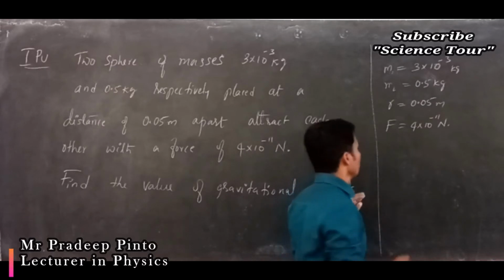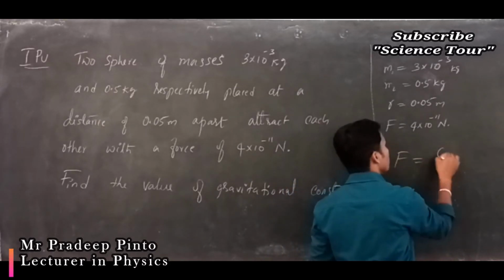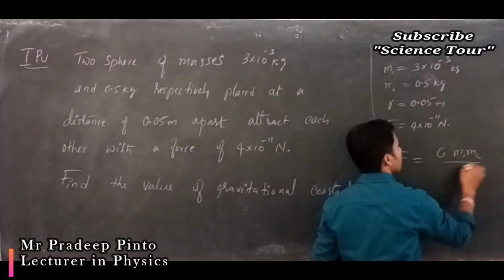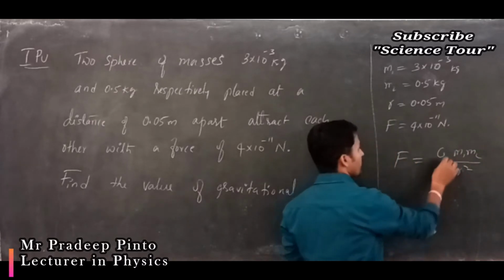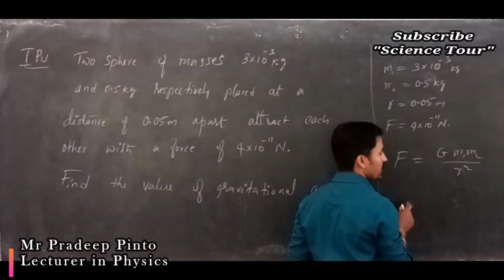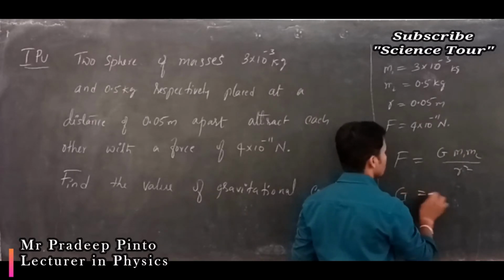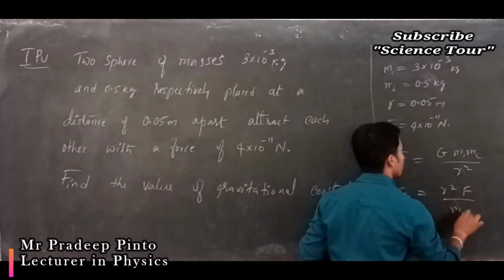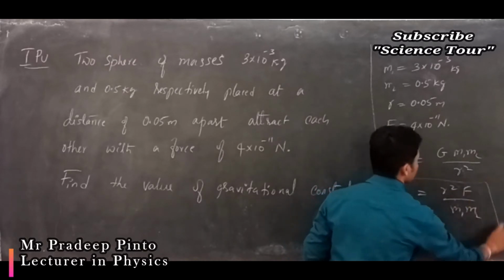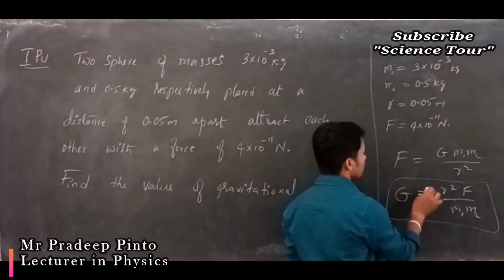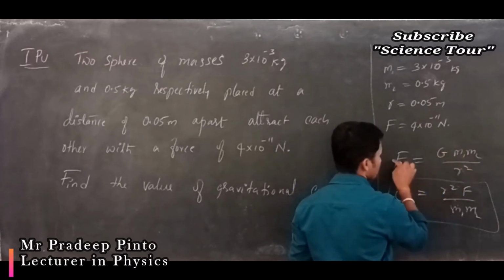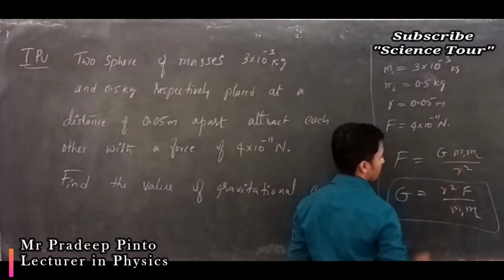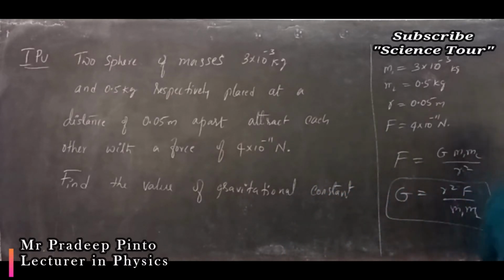Now how to find the gravitational constant? We know that F is equal to G m1 m2 divided by r square, right? And we want G, which is equal to r square F divided by m1 m2. Now G, how much value are you going to get? You must get 6.67 into 10 to the power minus 11, and you have to get this because everywhere it is constant.